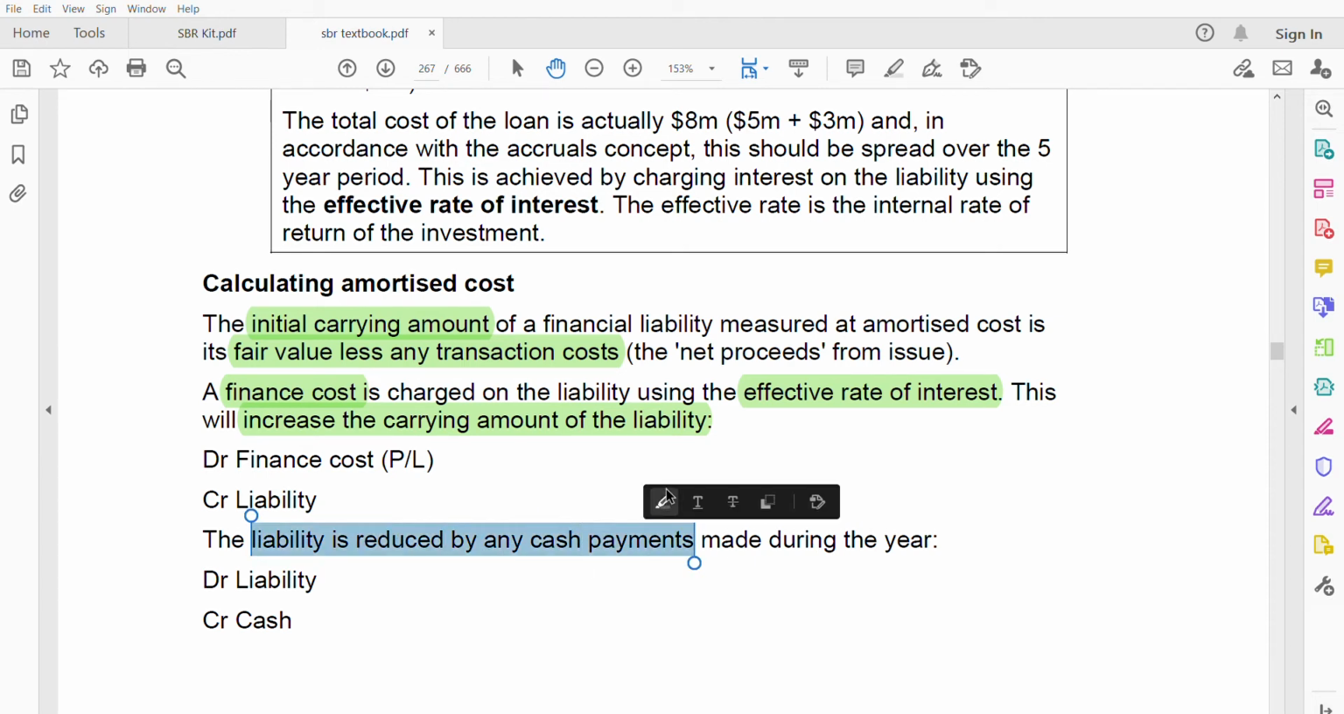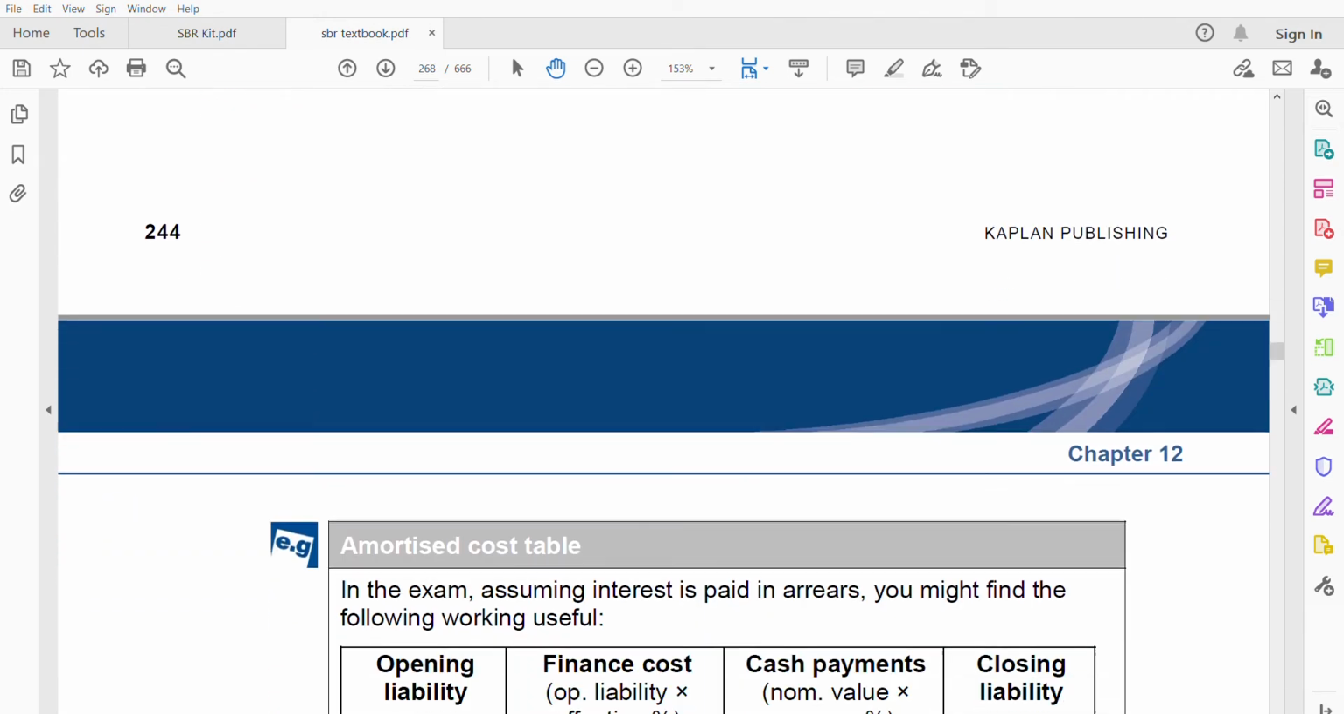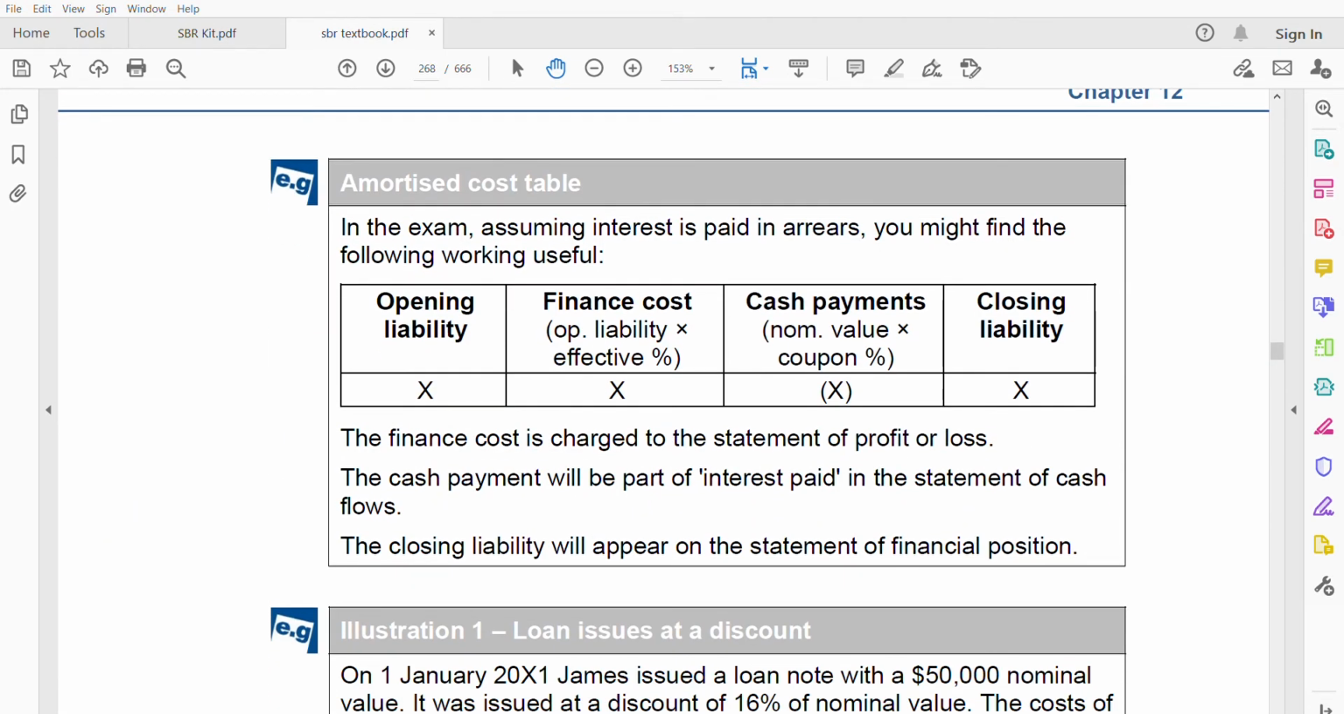The liability is reduced by any cash payments during the year. If you make any cash payments, remember, it will reduce the liability, because that means you are paying in cash. So liability will reduce, no? So cash is going out, credit cash, liability is debited because liability is reduced. Okay. Now we'll go through this amortized cost table.